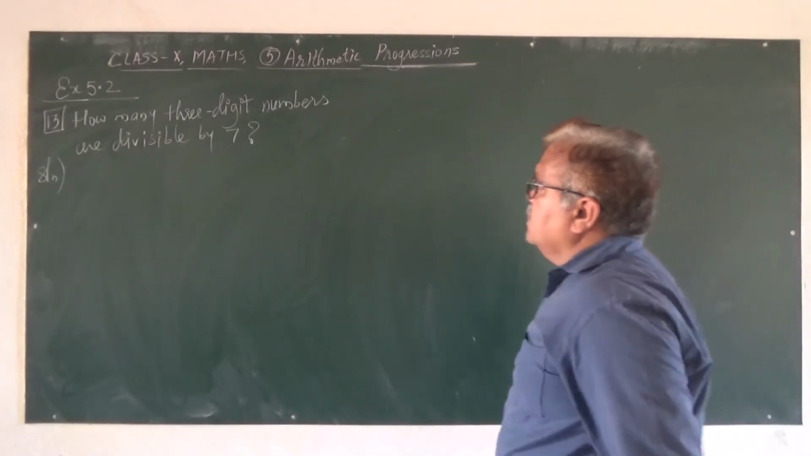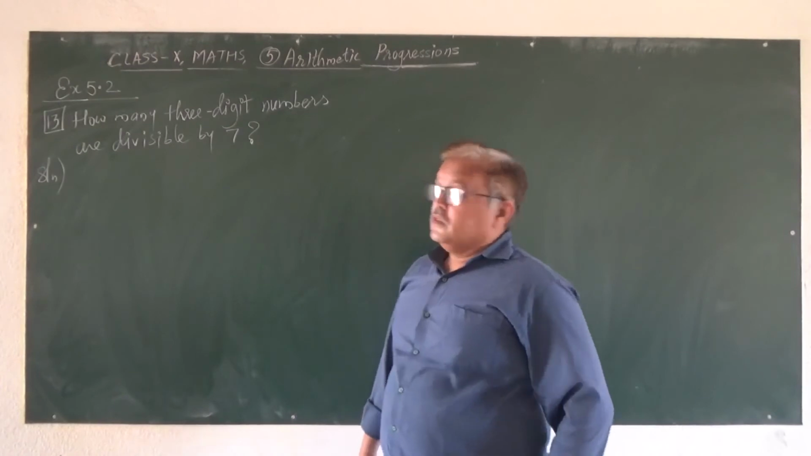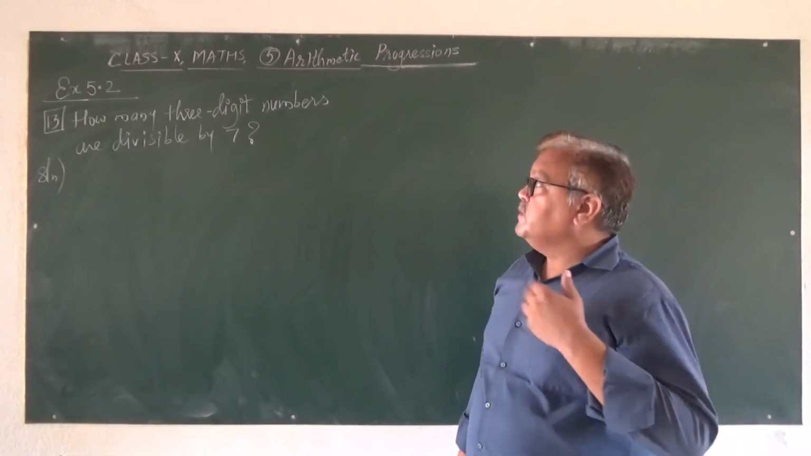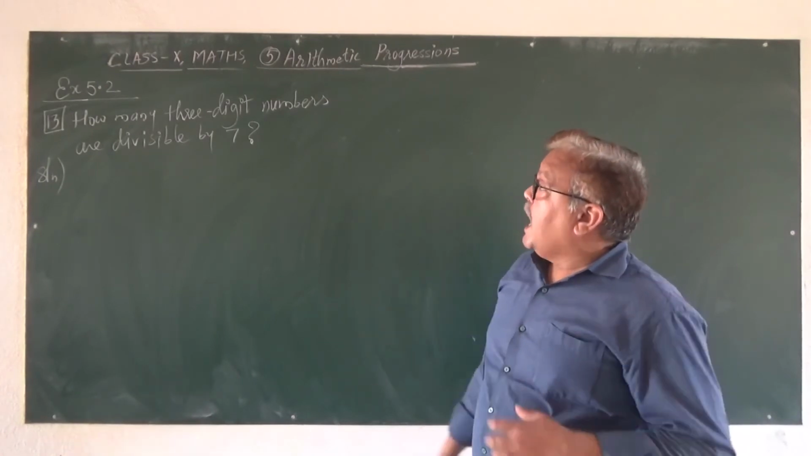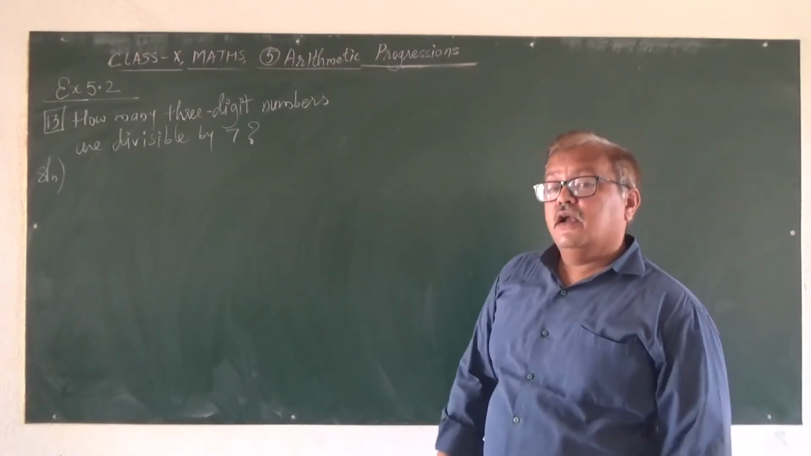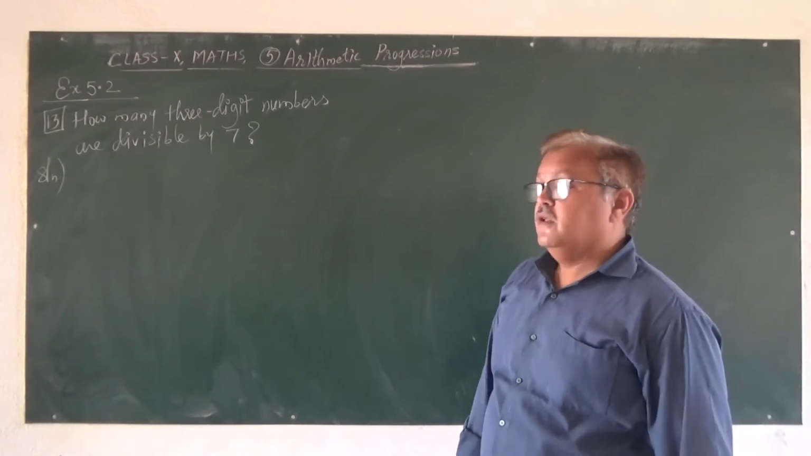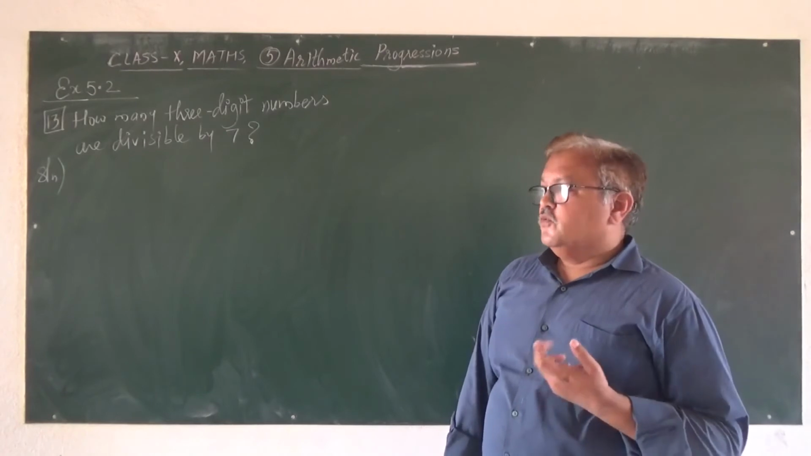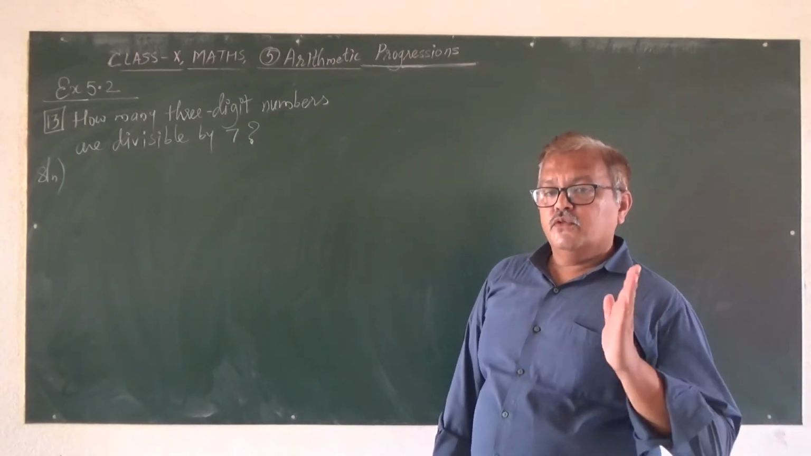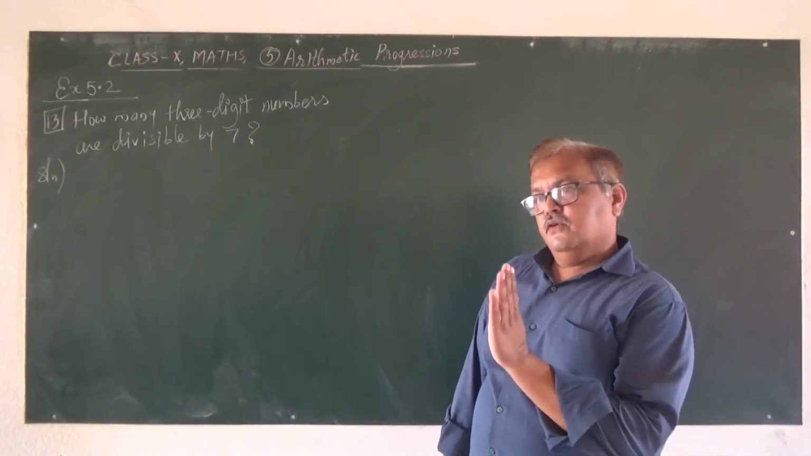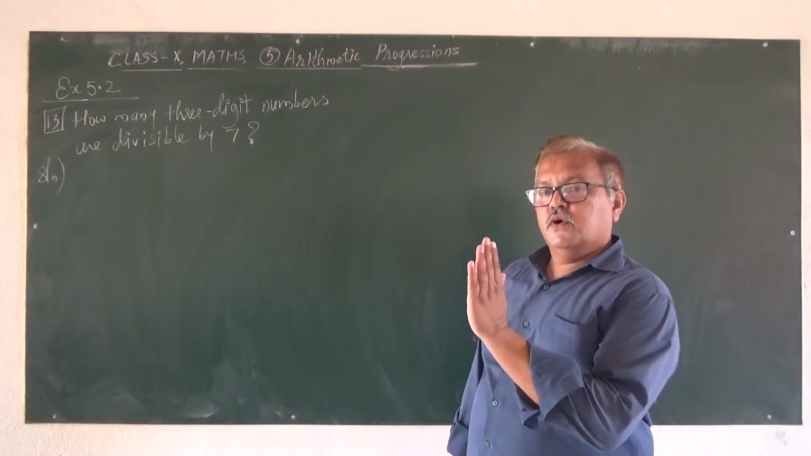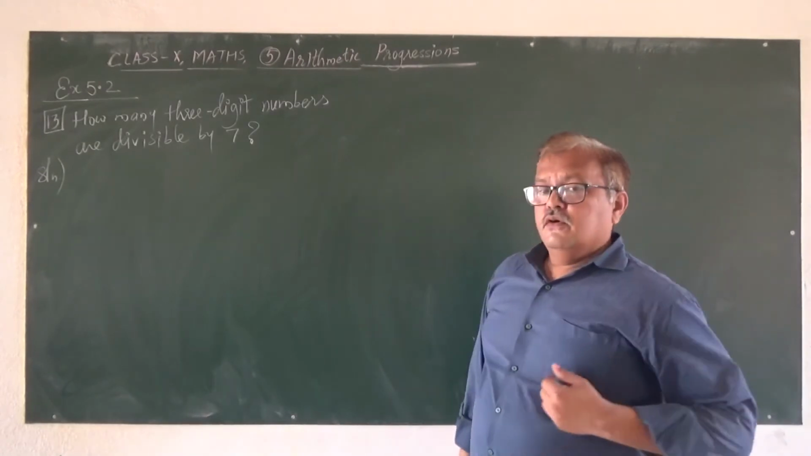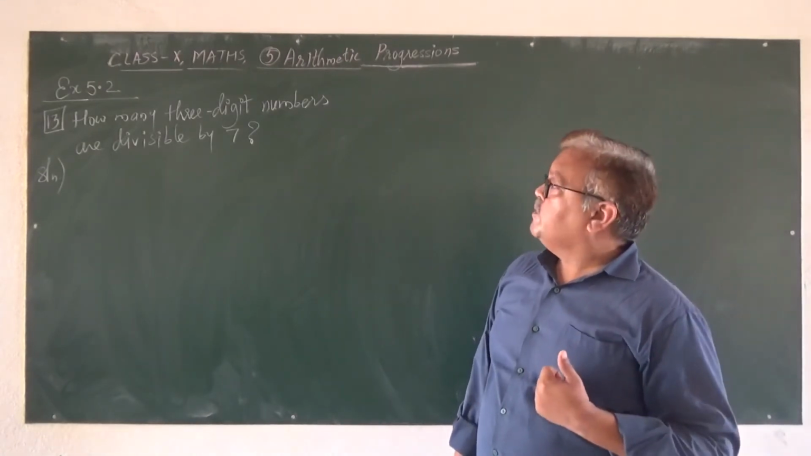Let us see exercise 5.2, 13th question. Some questions which are similar I am skipping. Okay, let us see how many 3-digit numbers are divisible by 7. So 3-digit numbers divisible by 7. So the very first number, you don't have to think up to 100. You have to start thinking from 101 onwards. Okay, so which will be the first number divisible by 7?